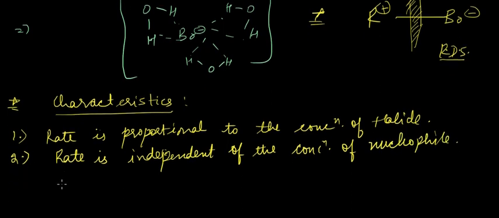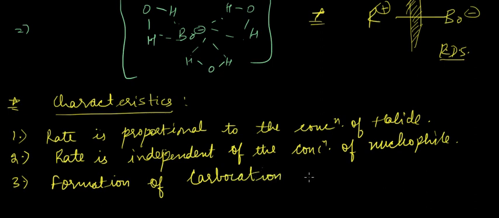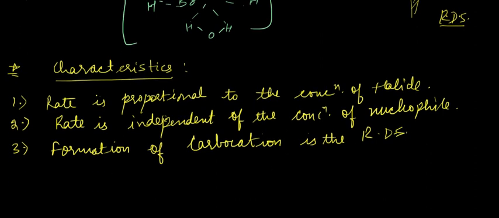Okay, the third point is formation of carbocation is the rate determining step. Hence, the more stable the carbocation, the more is the rate of reaction.